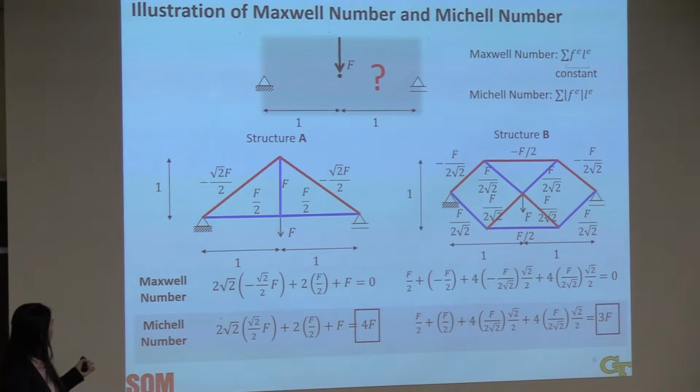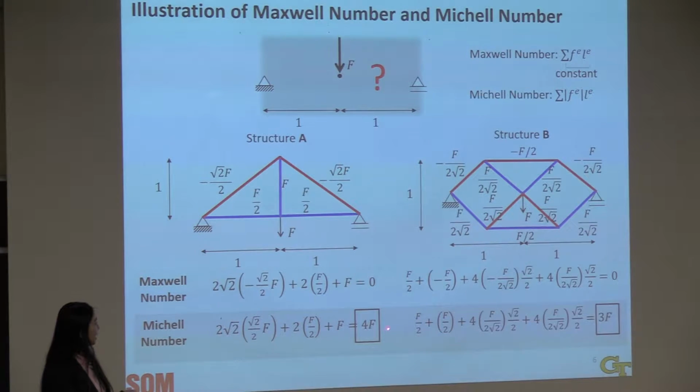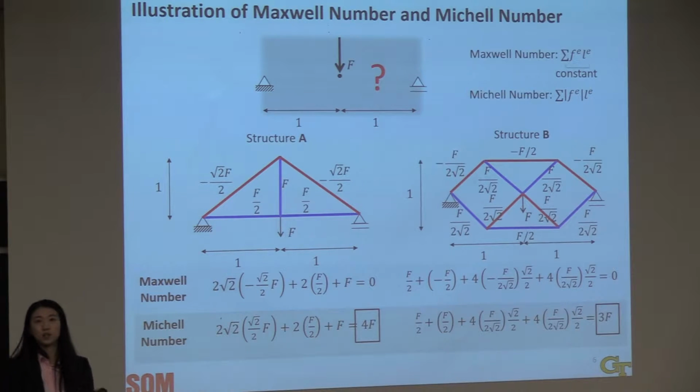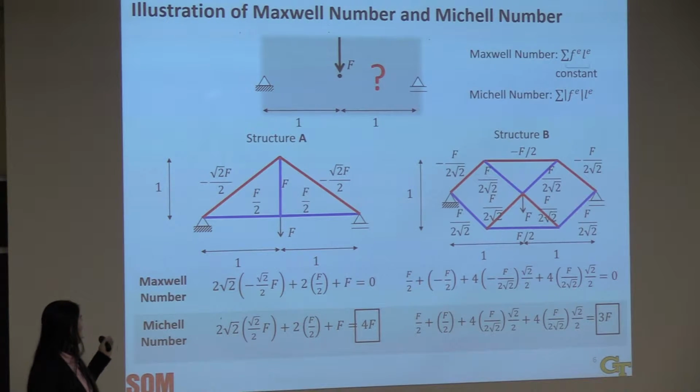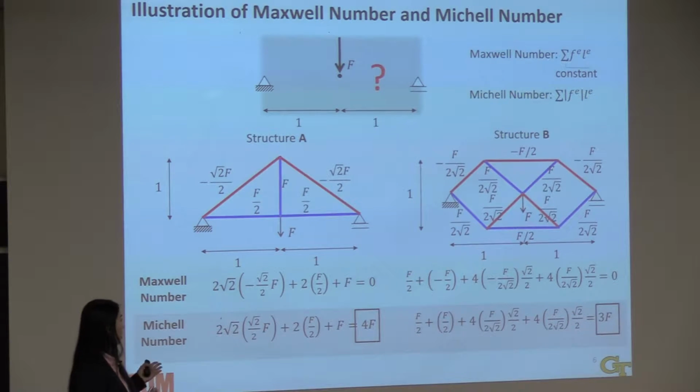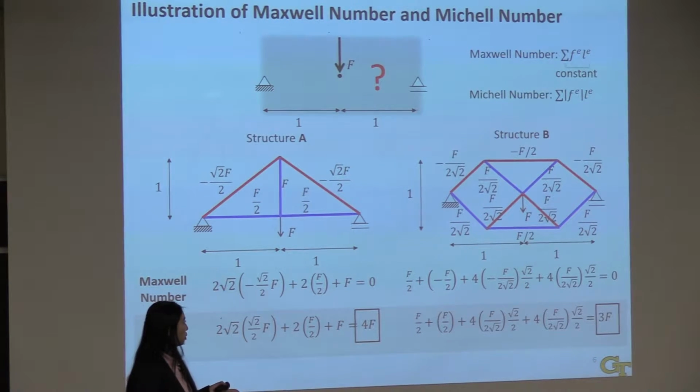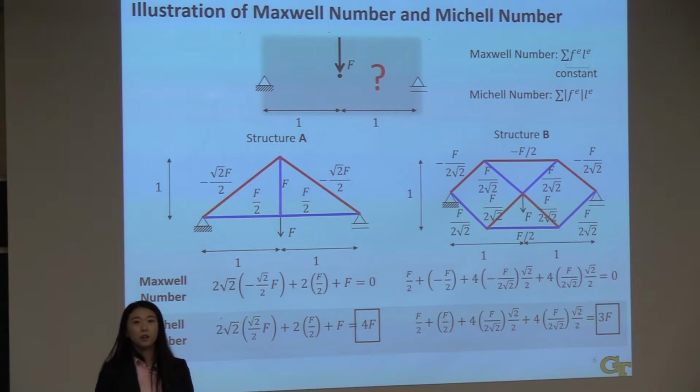But if you look at Michell's number, you can see that these two actually have different values, because Michell's number is also known as the load path and has a relationship with the volume of that structure. Later we will show that the smaller the Michell's number, the smaller the volume that the structure will have.